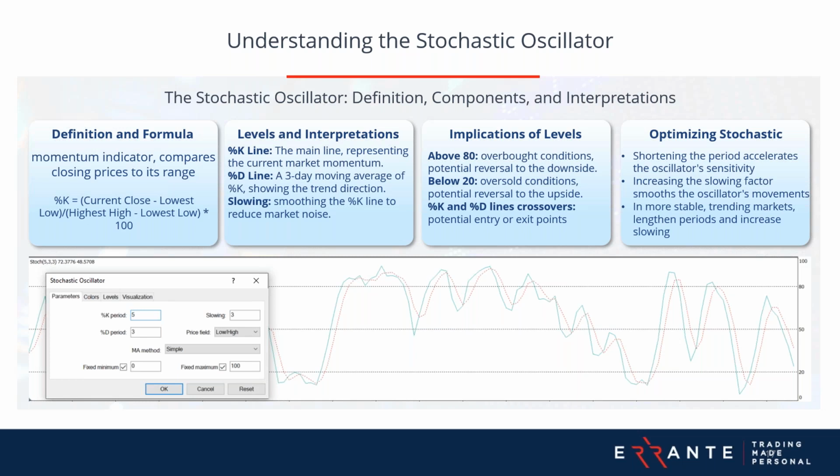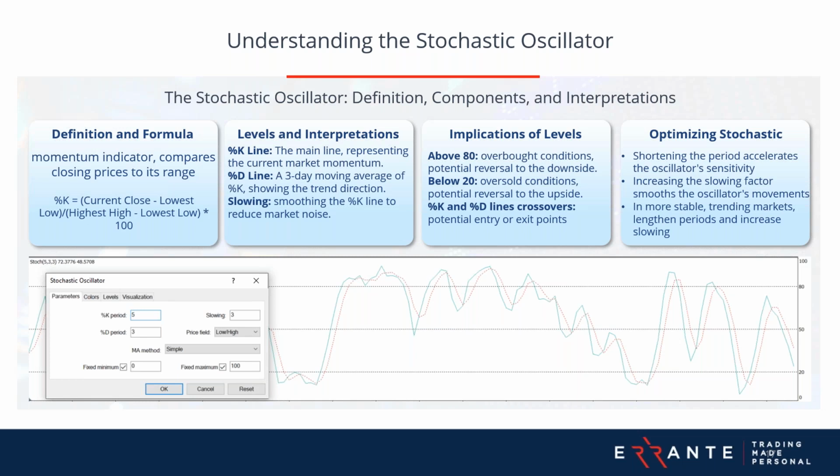And then modifying the slowing factor is another way to tailor the oscillator. A lower slowing factor makes the stochastic oscillator more sensitive, so it will capture rapid market changes that might be crucial for day traders, or in highly volatile conditions. It can be very helpful. However, increasing the slowing helps to smooth the oscillator's movements, making them more suitable for identifying sustained trends by filtering out short-term fluctuations and reducing the likelihood of false signals.